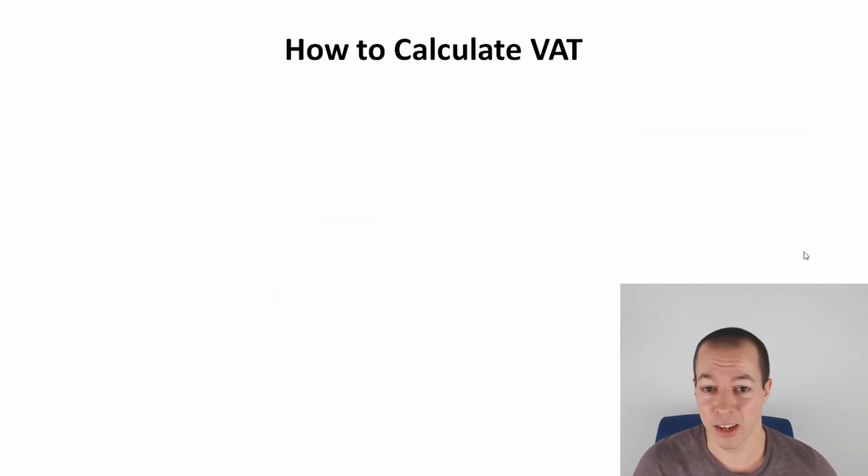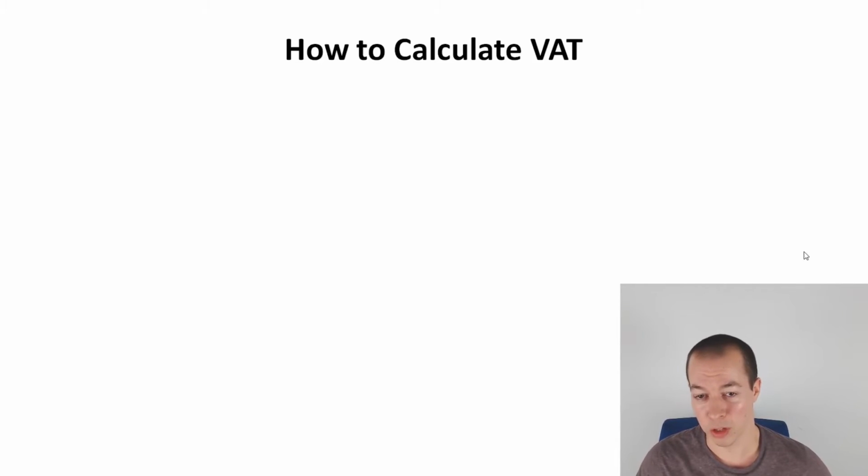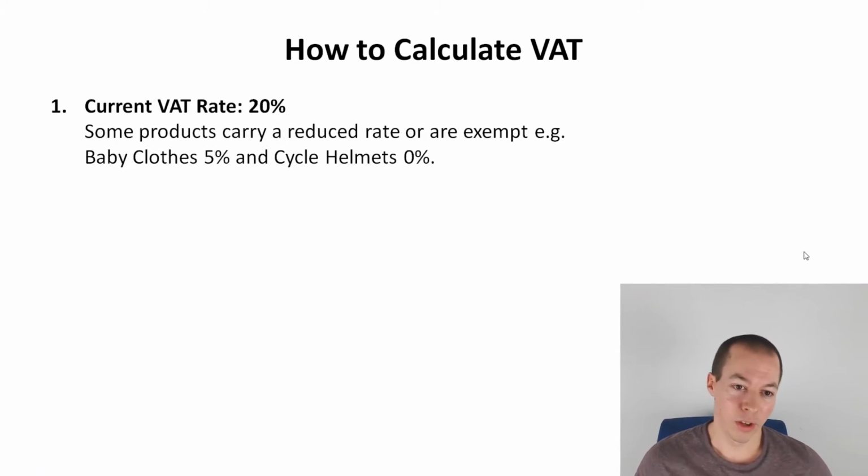Okay, so how to calculate VAT. This is actually probably the quickest slide because it's really easy. I know some people struggle with this, but it's really easy. There's a few quick things you can do to calculate VAT. So the first thing to consider is the current VAT rate in the UK is 20%, and that's for the majority of products. There are certain items that carry a lower VAT rate. For example, baby clothes is at 5%, and cycle helmets is at 0%.